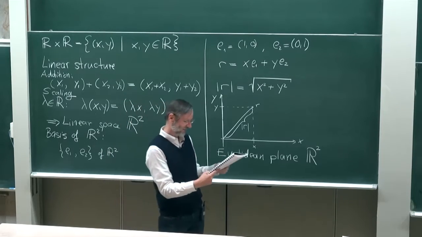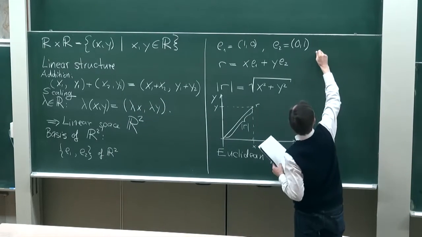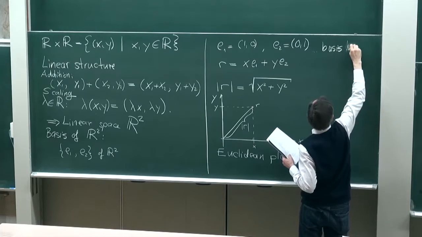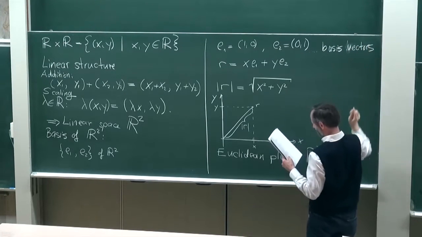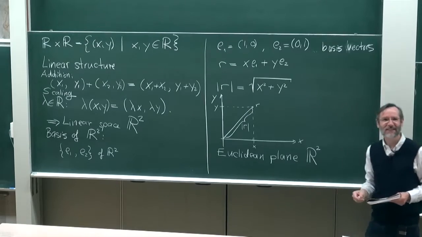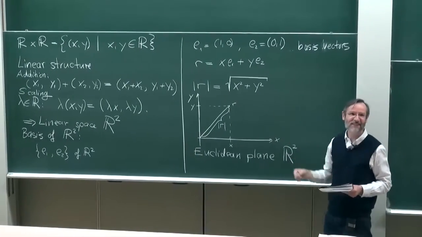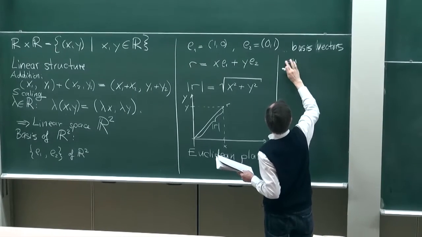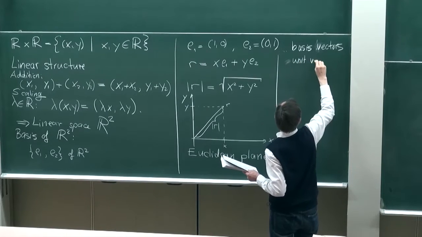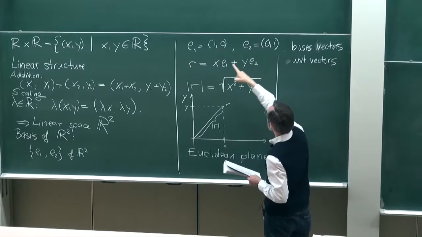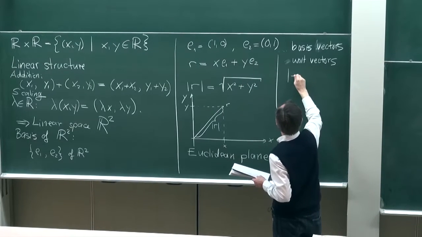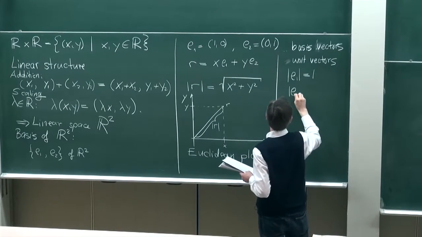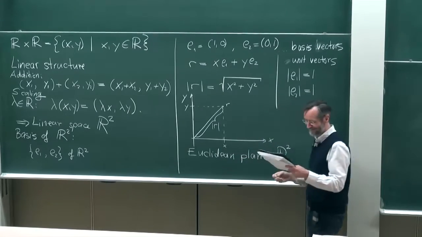They are called basis vectors. And in particular, if you compute their lengths, they are unit vectors. So they are also, in this case, unit vectors. Because if you compute their lengths, then you find the length of E1 is nothing but 1, and the length of E2 also is nothing but 1.